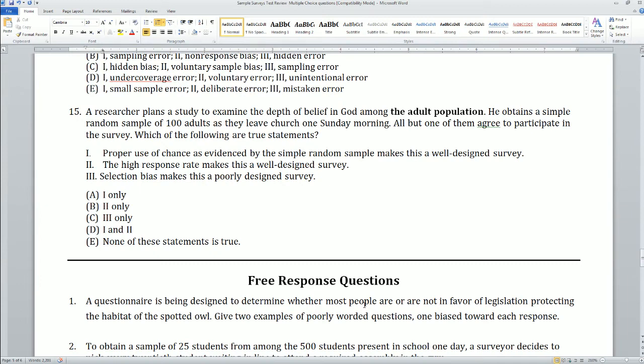Why do you say C? Because he's going to an adult population on a Sunday morning at the church while they're waiting. Okay, but I get the context, but how does that create selection bias? He's focusing the survey on the people who go to church, when there are people who believe but don't really go to church. Yeah, or people who already go to church that already believe. Yeah, correct. That's it.